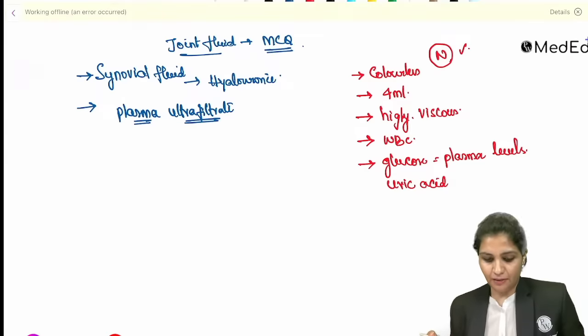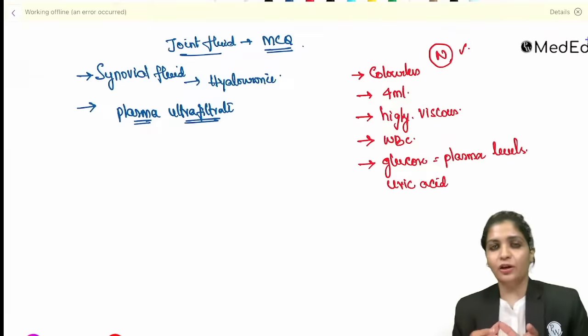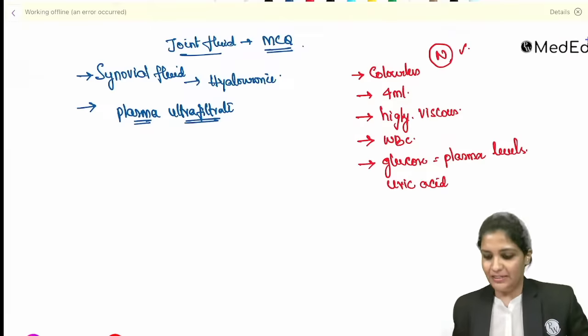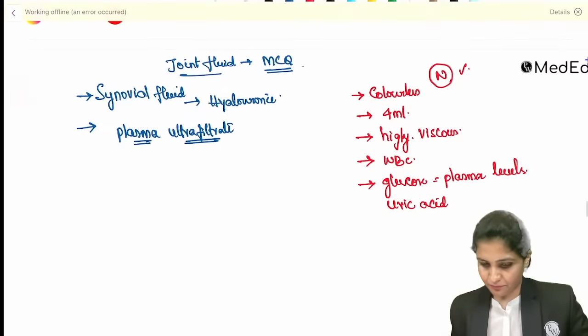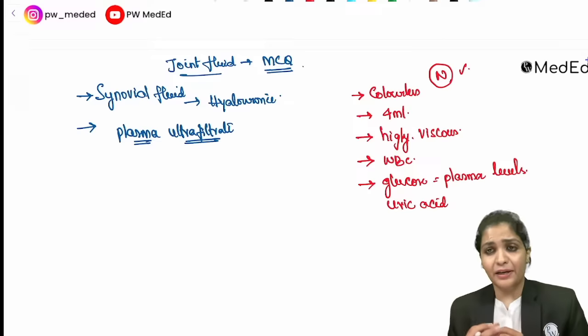Few amounts of WBC are present, and the glucose or the uric acid levels, whatever are present, are on par with your plasma levels or your serum levels, right? So now, why do you need to aspirate this joint fluid?